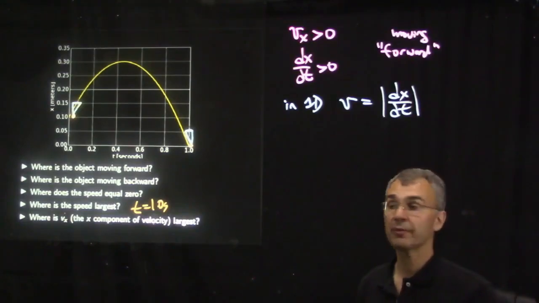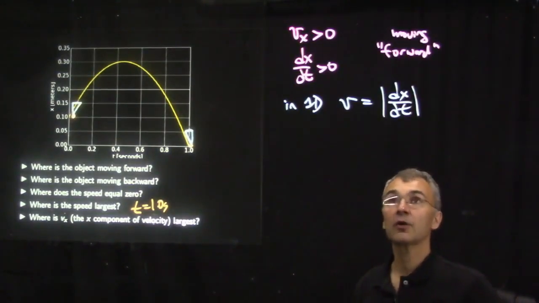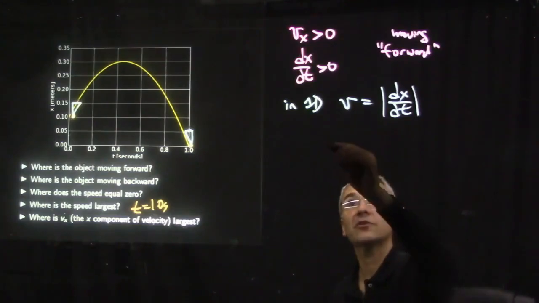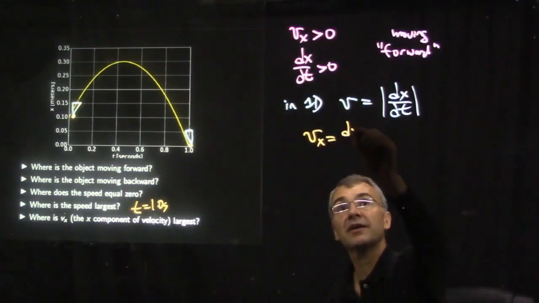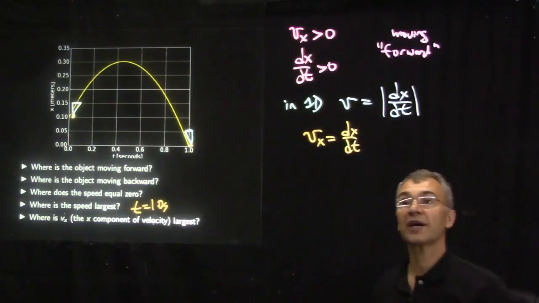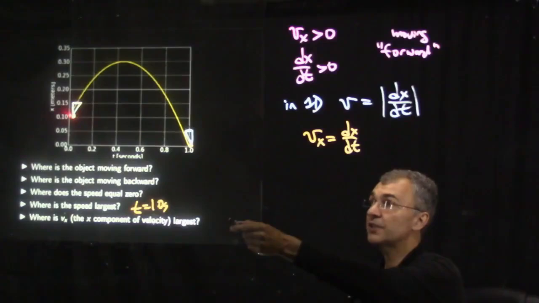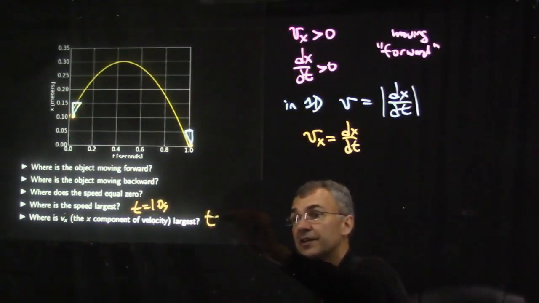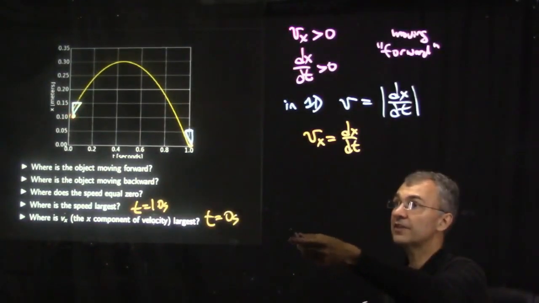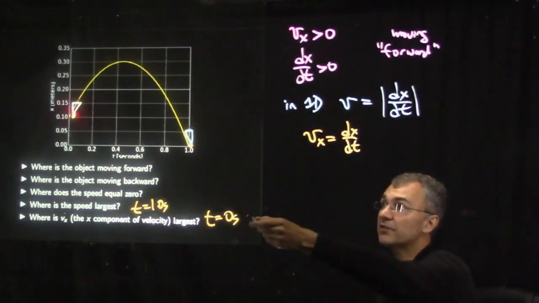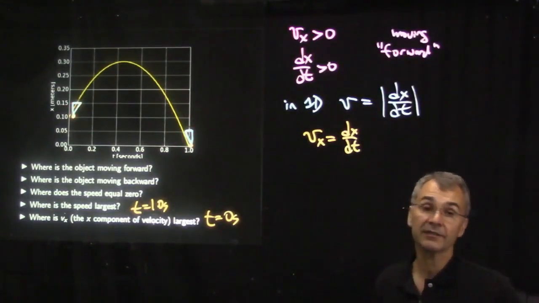Now, where is v sub x, the x component of velocity, largest? Well, that's not saying where is this magnitude largest. Remember, this is dx by dt. So it's not where is the absolute value largest. This is where is dx by dt largest. So in that case, it's going to be over here at t equals 0 seconds, because this is a negative dx by dt. So a positive dx by dt is always bigger than a negative dx by dt.